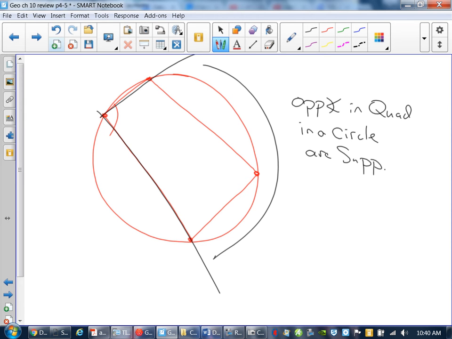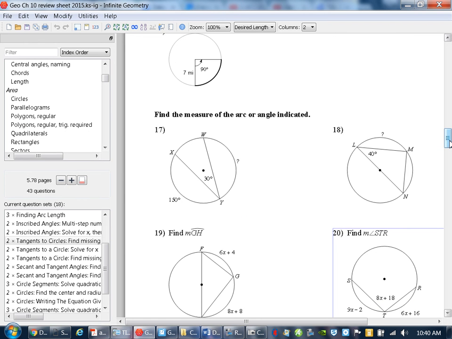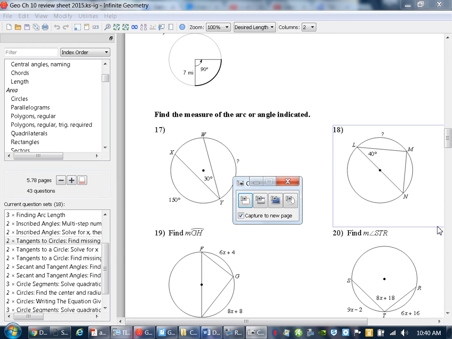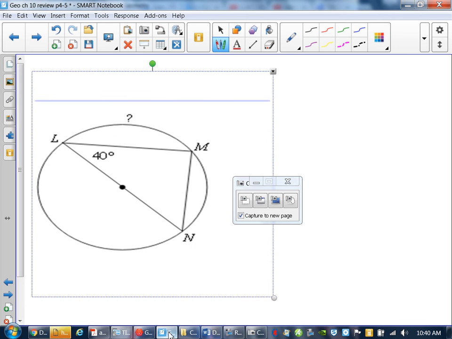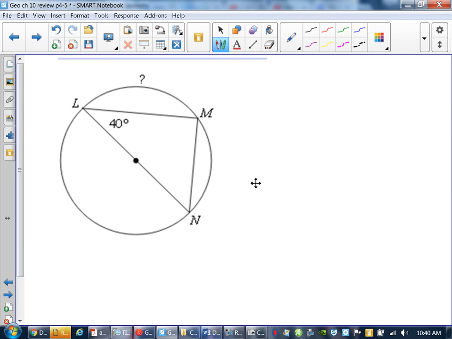Jana, what number was that again? 18. So if you go back to number 18, it's not that it's a quadrilateral, but it's utilizing the idea that you have a right angle because it's a diameter. So if I look at that, I know that angle M has to be a right angle. It then tells me that I have a 40-degree angle at L. What's left over at N?